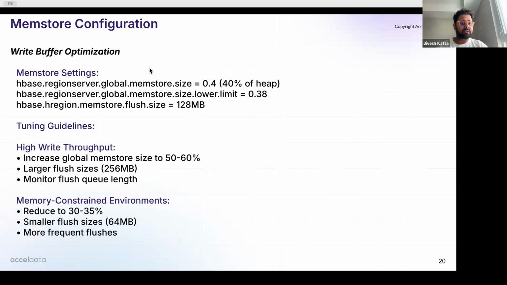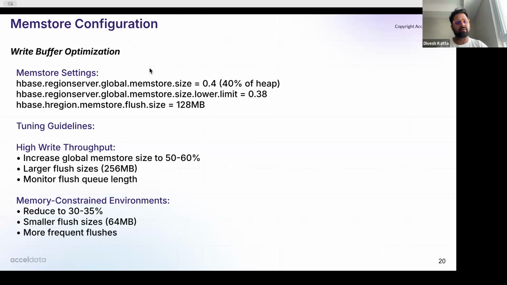The global memstore size controls the total memory allocation across all the regions on a region server. The lower limit triggers flushing when memory pressure builds up. You want this to be close to the upper limit to avoid unnecessary flushes. The per-region flush size determines when individual regions flush their memstore. A large flush size creates larger HFiles, which is generally better for read performance, but might impact write latency during the flush operation.